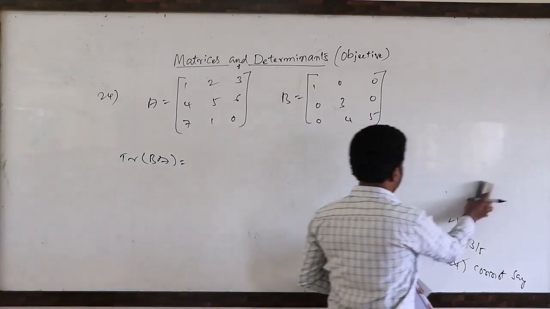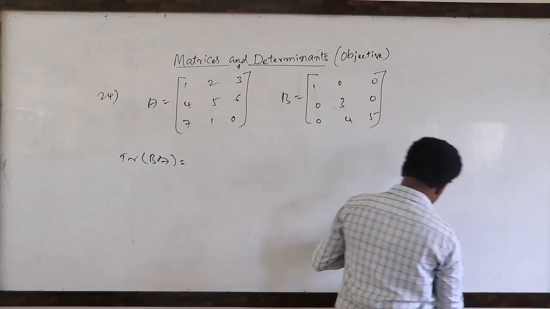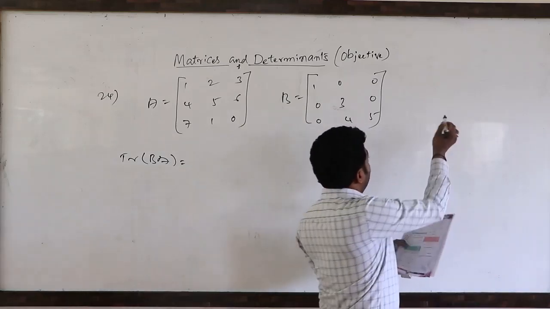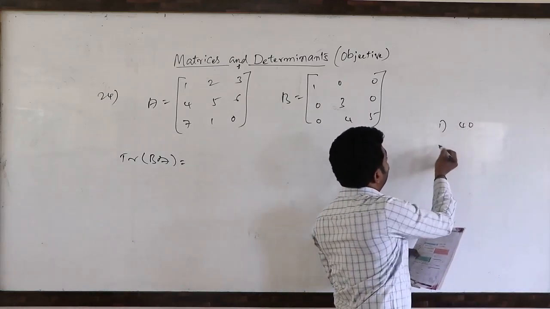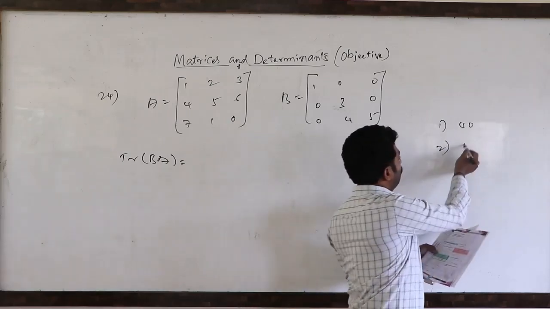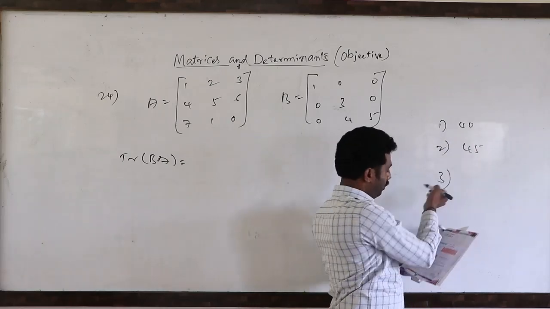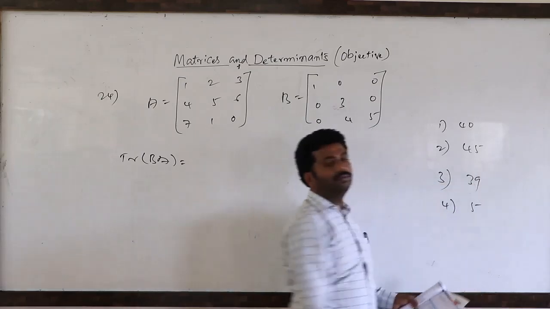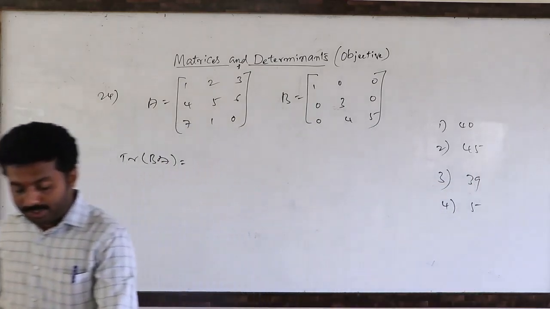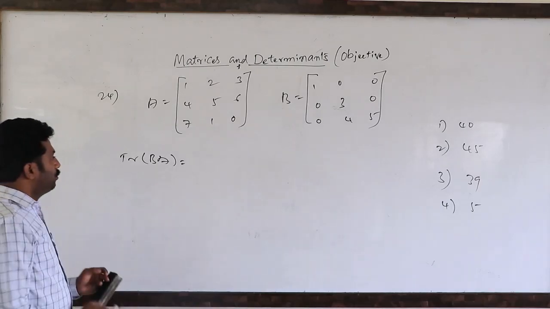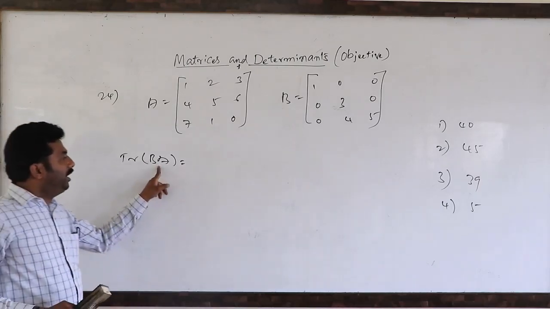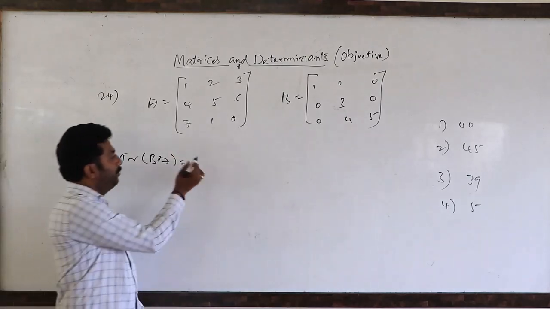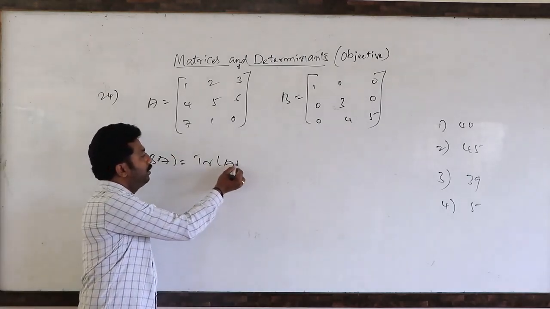But the options they are asking: first option 40, second option 45, third option 39, fourth option 5. So which one is correct we will see. It is very clear that the trace of BA and the trace of AB are both the same, no doubt about it.